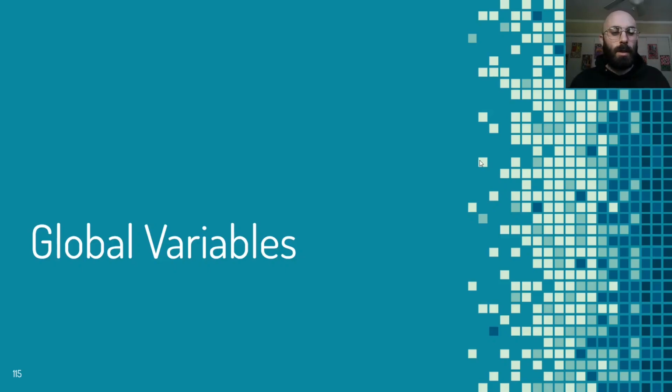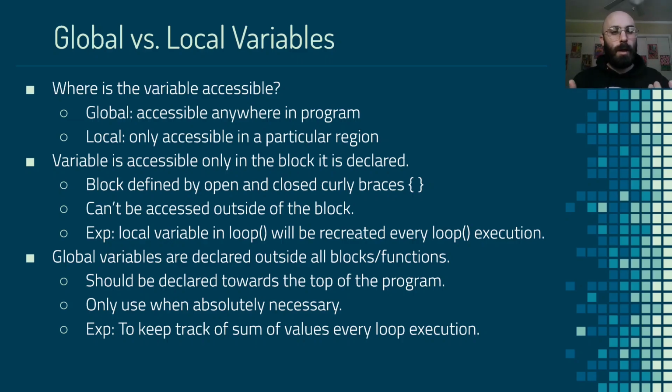In this video, we're going to talk about this idea of variable scope and the difference between global variables and local variables. So let's start off by introducing the terms, and we'll take a look at an example here. A global variable is a variable that is accessible anywhere in the program, and a local variable is a variable that is accessible only within a particular region. And so this idea of scope is where a variable is accessible.